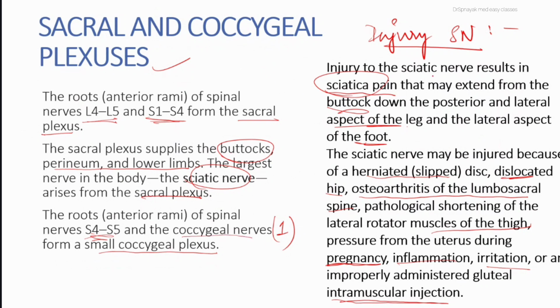And the largest nerve of the body, also known as the sciatic nerve, is present in the sacral plexus. And injury to this nerve causes sciatic pain that extends to the buttock, down to the leg, and it extends till the foot. And there are various causes that are mentioned. So this is what we learned today.